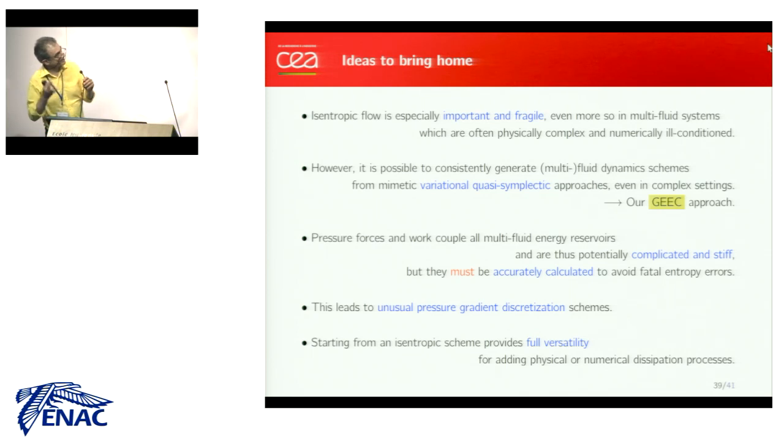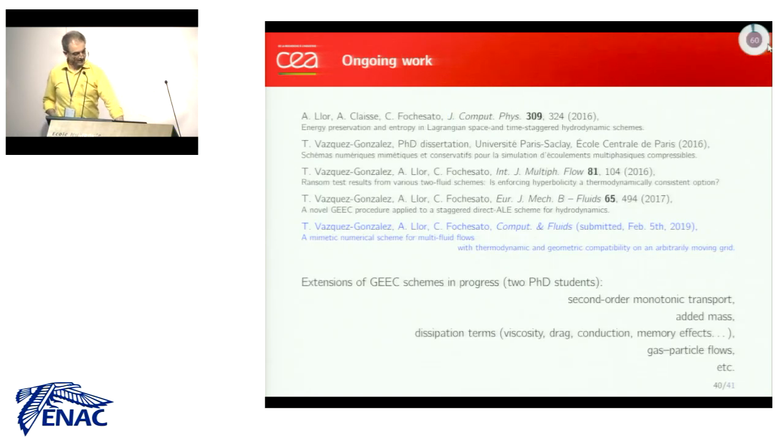Pressure forces and work couple all multifluid energy reservoirs and are thus potentially complicated and stiff, and they must be accurately calculated to avoid fatal energy entropy errors. These lead to unusual pressure gradient discretization schemes, and starting from an isentropic scheme profile, we have full versatility for adding physical or numerical dissipation processes. So these are the ongoing work. Extension with second-order monotonic transport, added mass dissipation terms, and gas particle flows that we're trying to work out with our students.